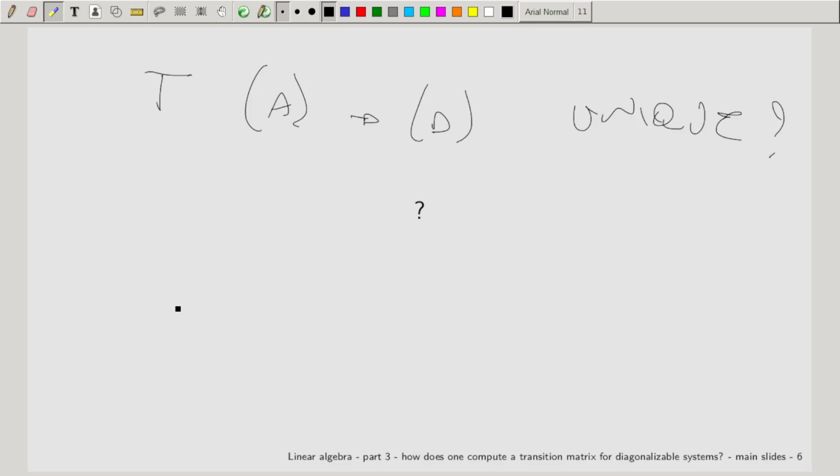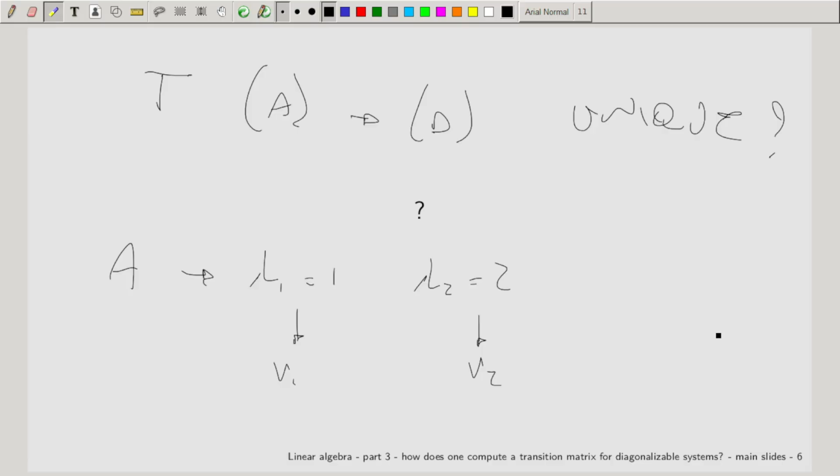No, why? You can rearrange differently. Let's make an example. I have A, and I know that A has lambda 1 equal to 1 and lambda 2 equal to 2. Associated to this one, I've got v1. Associated to this one, I've got v2. Anything might be, I don't know, this and this.